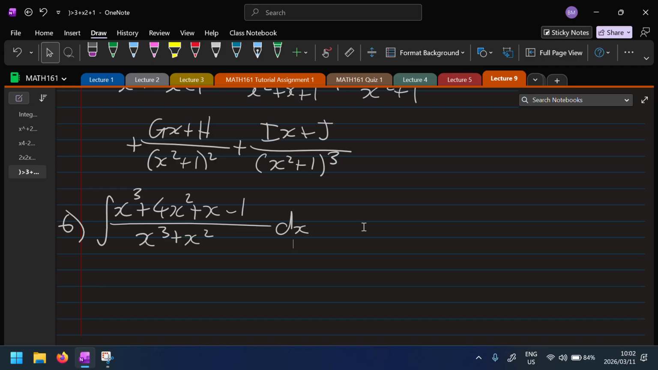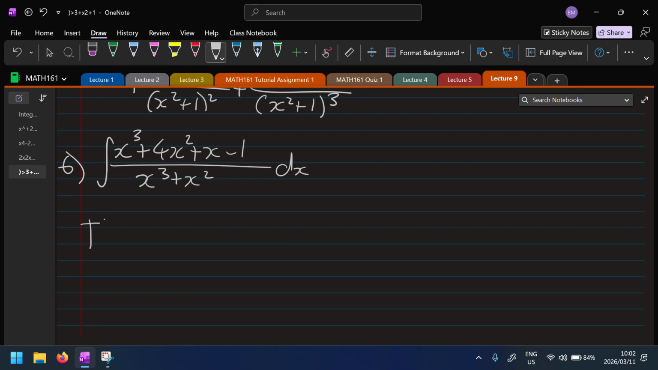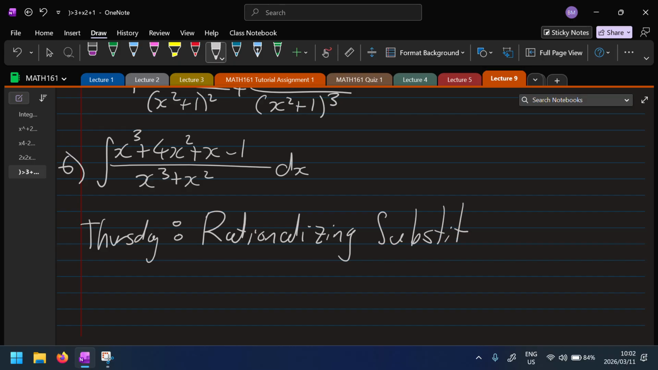So tomorrow we are going to do rationalizing substitution. Please read that in the textbook. It's the very last thing in this chapter. Okay, so for Thursday, rationalizing substitution. Okay, so very last bit. It's like half a page in the textbook for the last chapter. Please read through that for tomorrow.